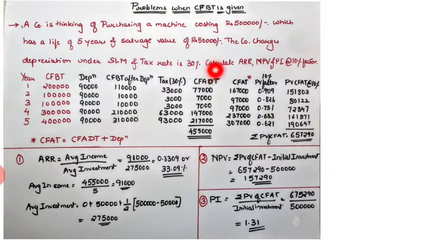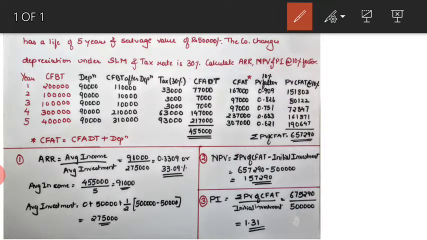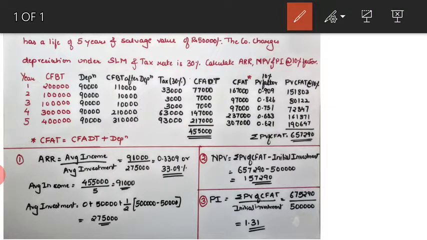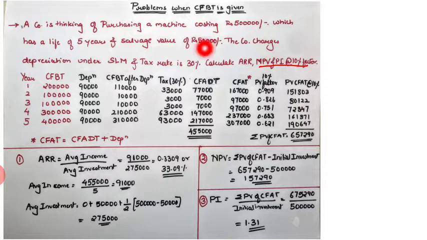So what they have asked: calculate ARR, NPV and PI, at 10% factor. So we have to calculate ARR, NPV and PI. If you understand, ARR is the non-discounted cash flow method, whereas NPV and PI are discounted cash flow methods.